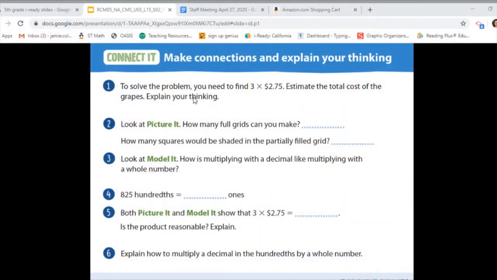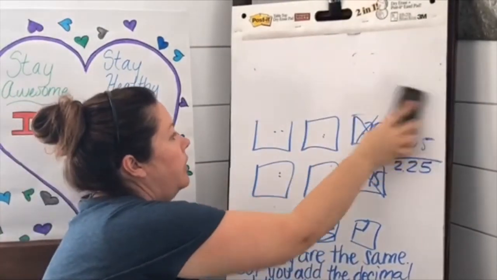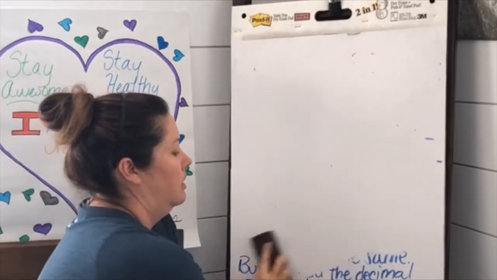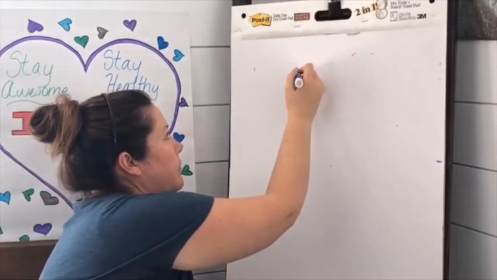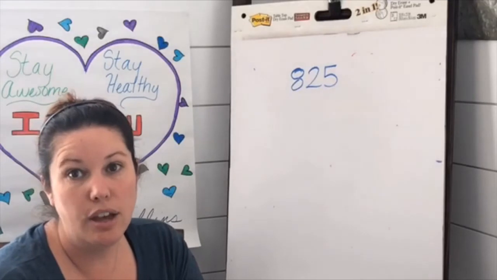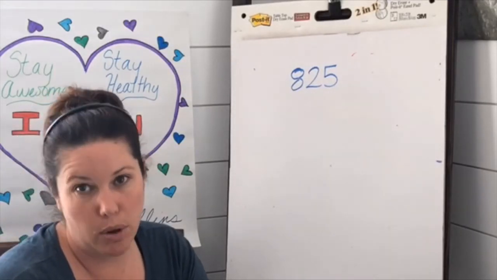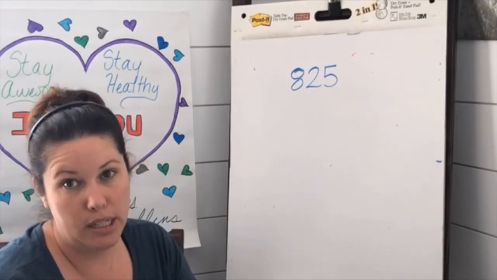The next question says 825 hundredths is the same as how many ones? Okay, so this is what this looks like. I'm going to erase all of our work right here. And we said that when we multiplied, we got 825. So it's saying 825 hundredths is the same as what? How many ones? So what we're going to do is we're going to put this in our place value chart.